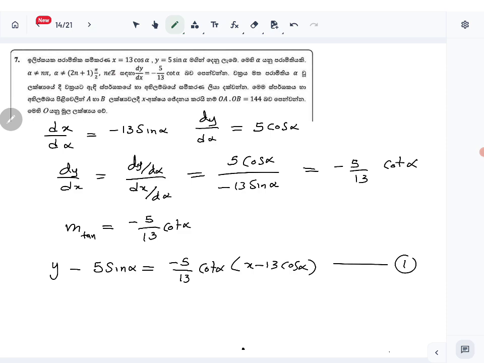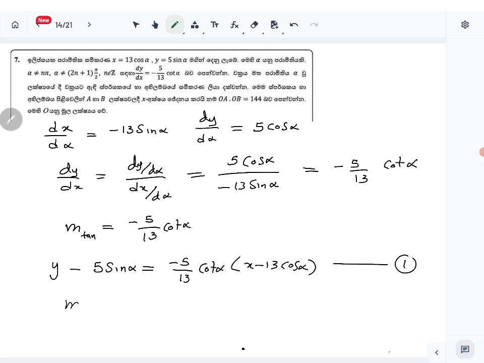Let me mark it as 1. No need to simplify this. They haven't asked us to simplify. If you want, you can move the minus 5 sine alpha to the other side and write it in y equals mx plus c form. But just leave it like this. This is enough.